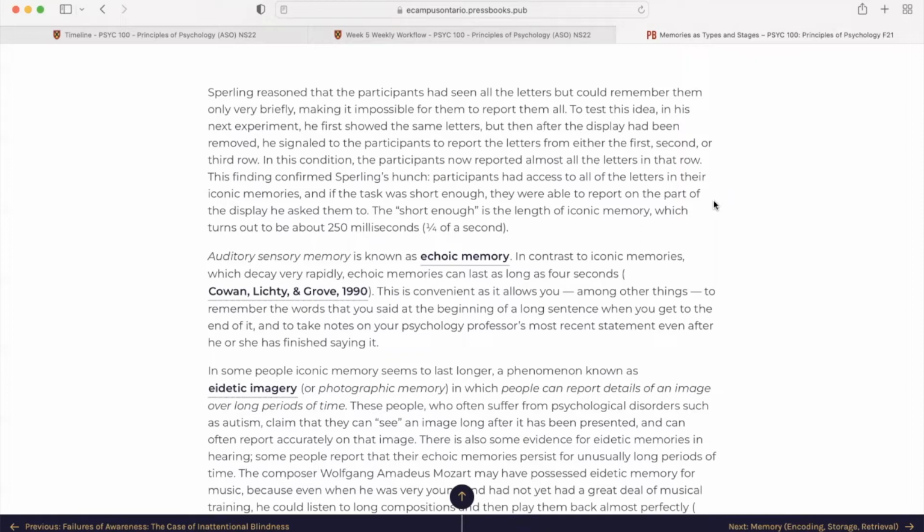Auditory sensory memory is known as echoic memory. In contrast to iconic memories, which decay very rapidly, echoic memories can last as long as 4 seconds. This is convenient as it allows you, among other things, to remember the words that you said at the beginning of a long sentence when you get to the end of it, and to take notes on your psychology professor's most recent statement, even after he or she has finished saying it.